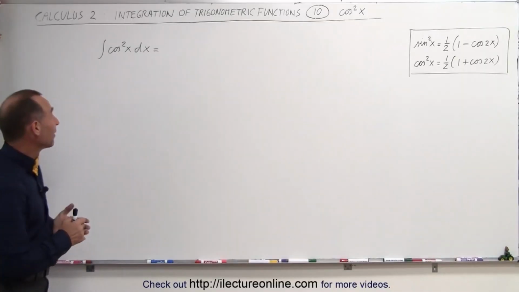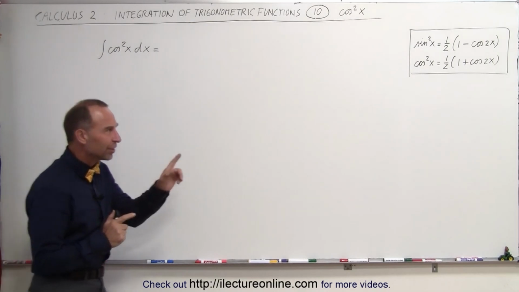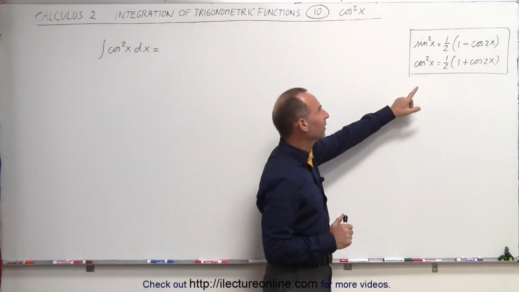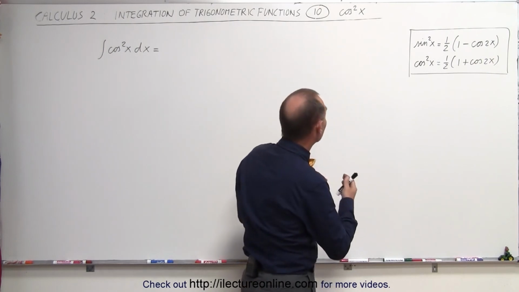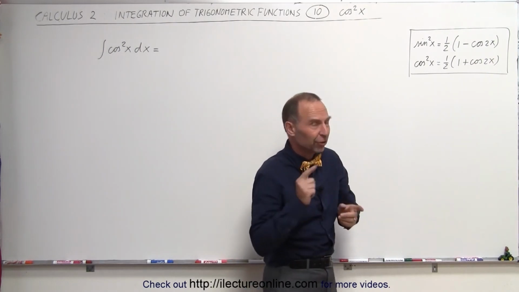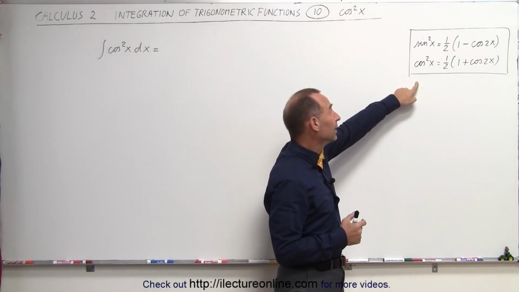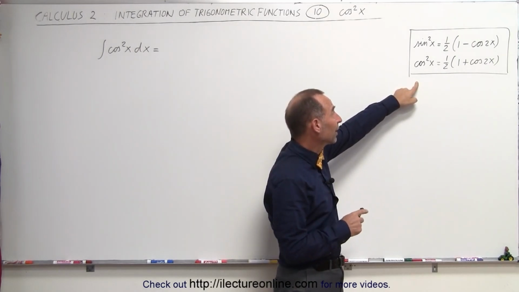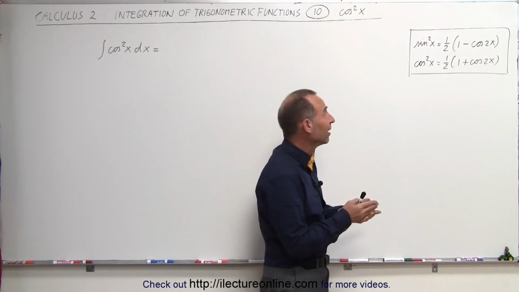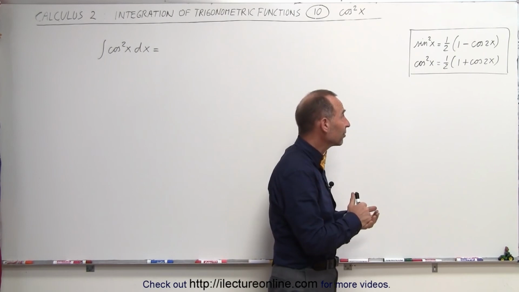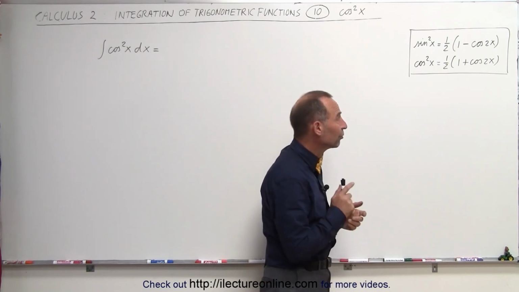Here we're going to try to find the integral of the cosine square of x. Over here on the right side of the board, notice that we have some very handy identities. When integrating trigonometric functions, it is really handy to have close by the identities for the sine square of x and the cosine square of x. The sine square of x can be written as 1/2 times 1 minus the cosine of 2x, and the cosine square of x can be written as 1/2 times 1 plus the cosine of 2x.